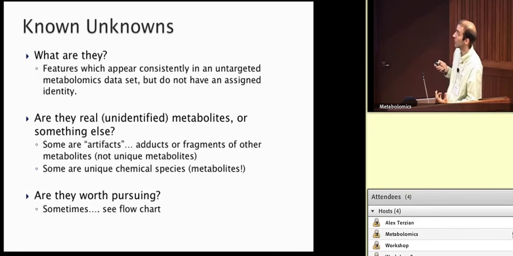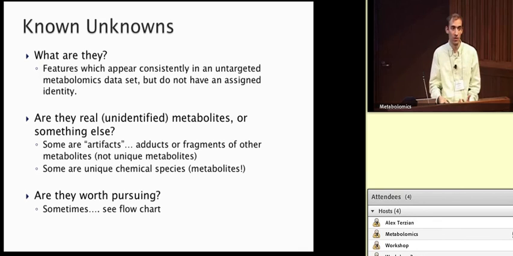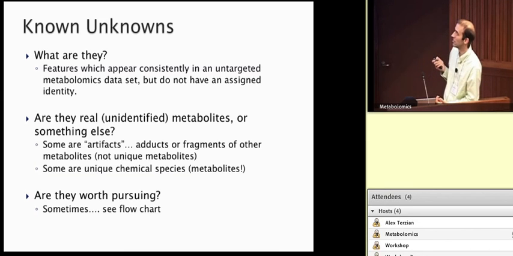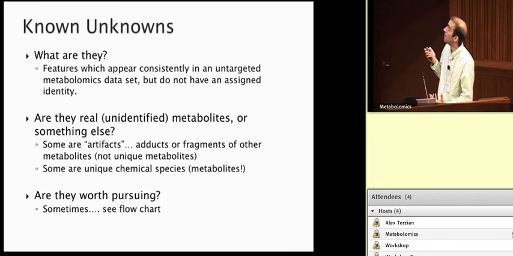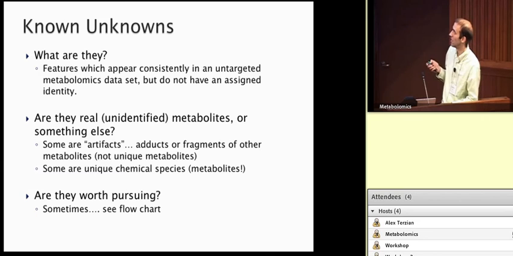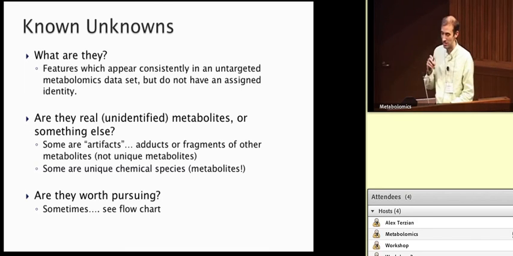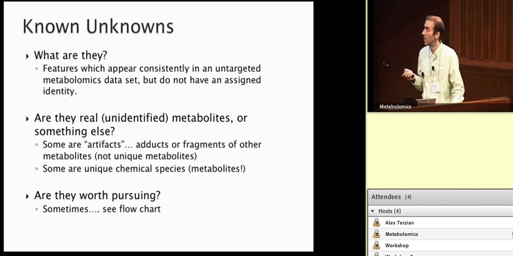Well, the answer to that question is some are real, some are metabolites that we just don't have a name for, and some of them are effectively artifacts. Not to say that they're completely garbage or chemical noise. Instead, they may be adducts or fragments of other metabolites that we do have identified, or other metabolites that are present in your data set, whether identified or not. In other words, they're real metabolite features, but they're not unique. And then some of them are actually unique chemical species which contain biological information that we'd like to analyze.